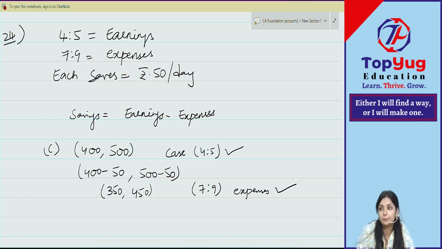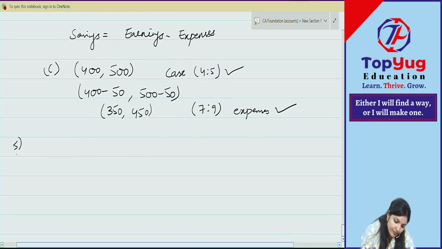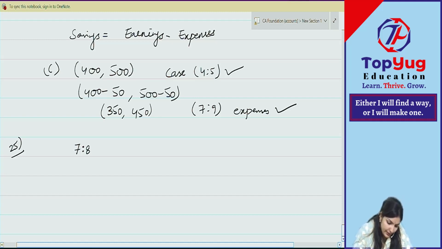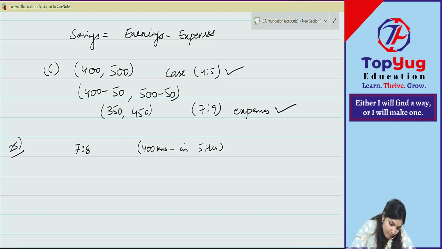Just let me know if I can proceed further. Ratio between the speeds of two trains is 7:8. If the second train runs 400 kilometers in 5 hours, the speed of the first train is, so 400 kilometers in 5 hours.